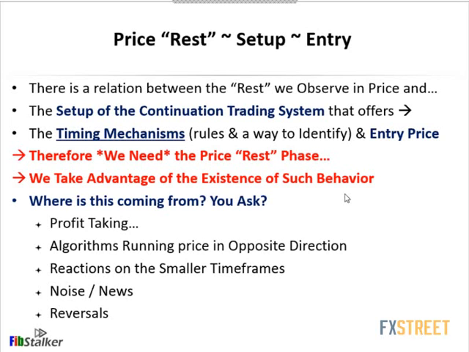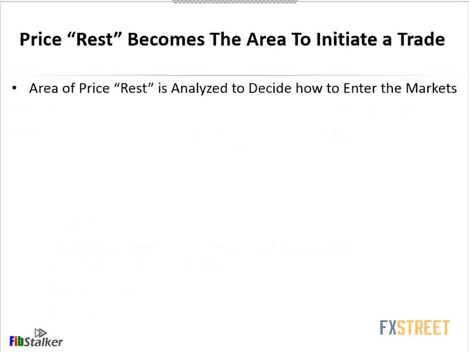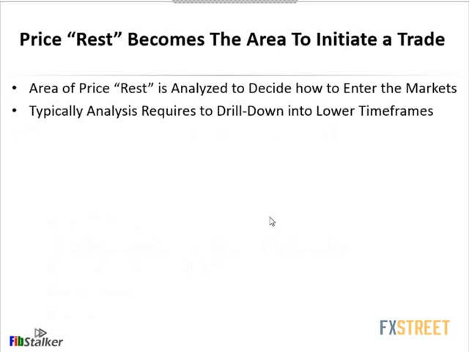Sometimes we see that move that is the start of a reversal, or a consolidation before the reversal. So the price rest becomes the area to initiate a trade. We analyze the price consolidation area to decide how to enter the market. And this is going to be very, very specific, very deterministic, very procedural. There's no space for discretion, at least in the way I look at trading.